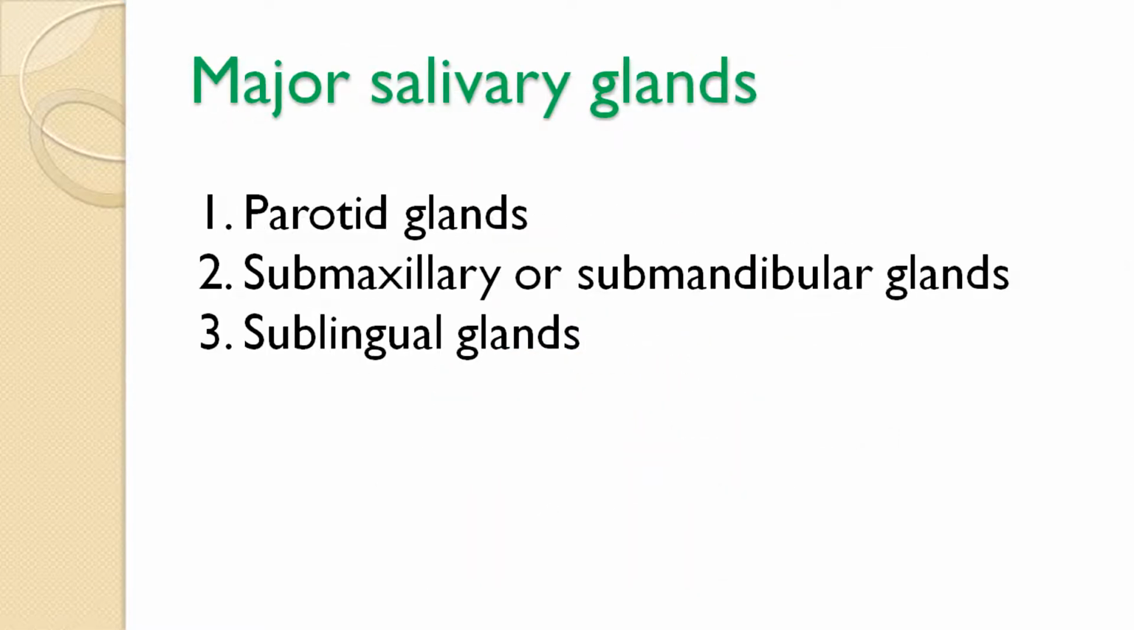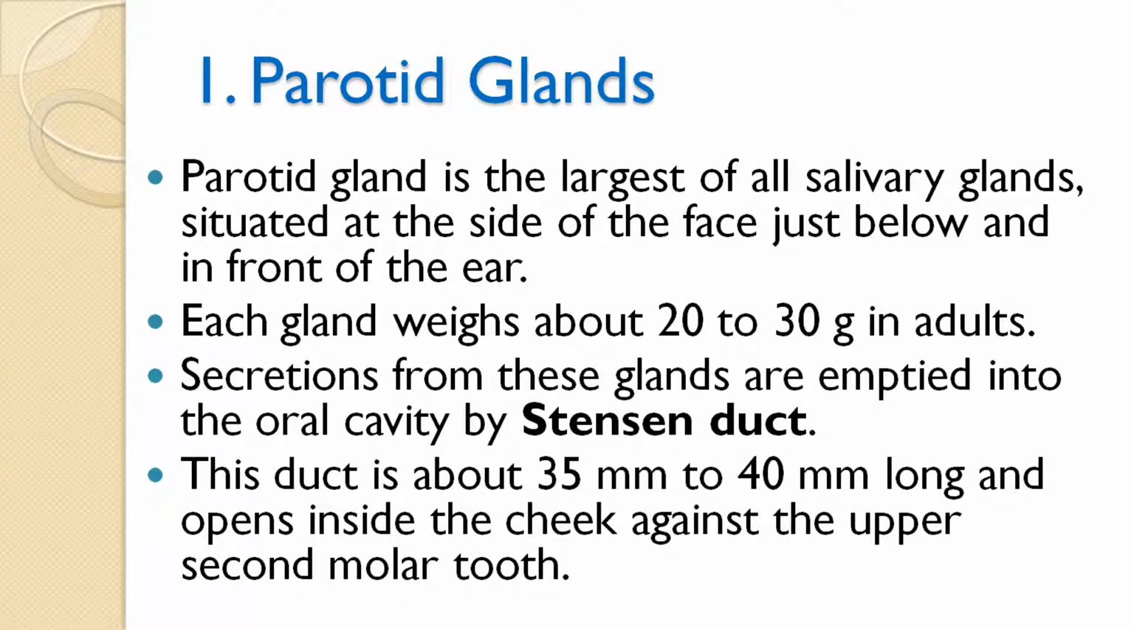Major salivary glands are the parotid glands, the submaxillary or submandibular, and the sublingual glands. The parotid gland is the largest of all the salivary glands, situated in front of the ear, and weighs around 20 to 30 grams in adults. Its secretion is drained into the oral cavity through the Stenson duct, which is about 35 to 40 mm long and opens inside the cheek against the upper second molar tooth.